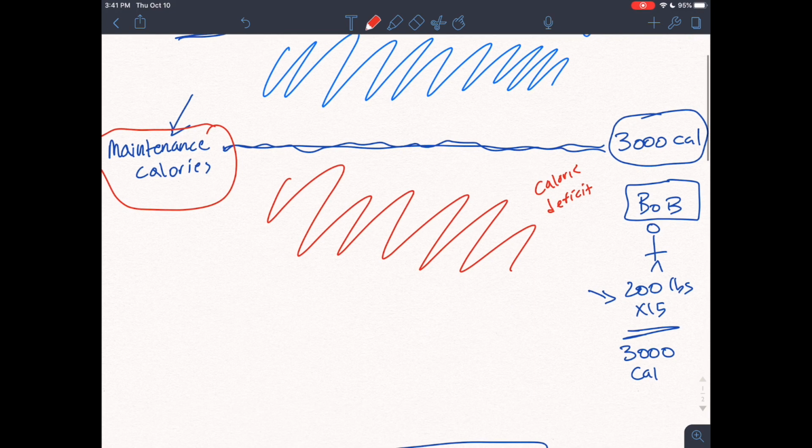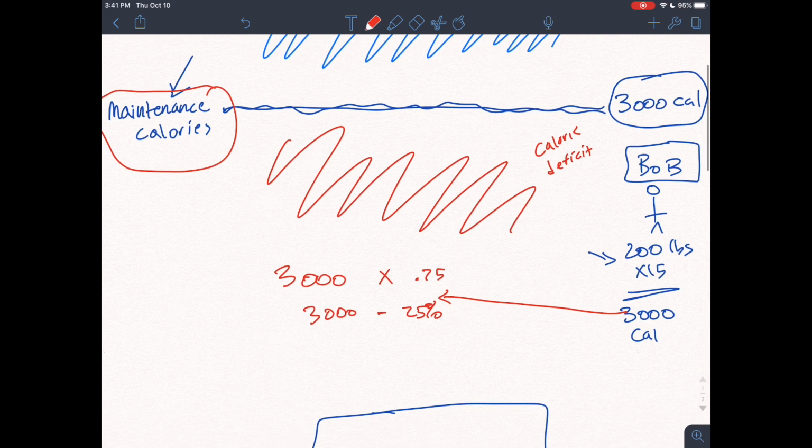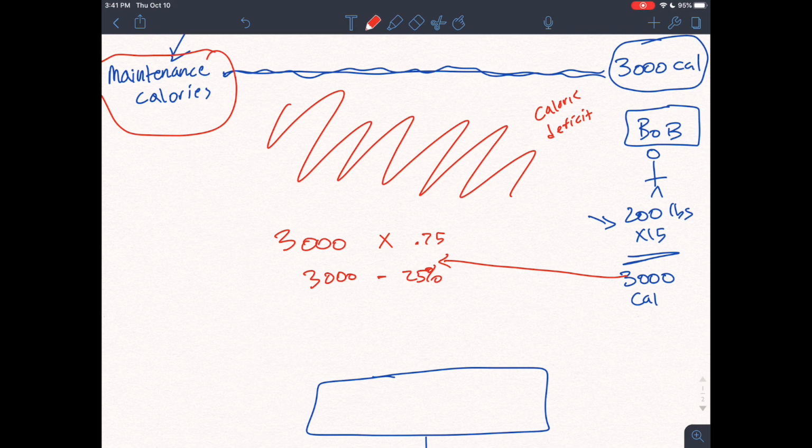So now that we have his maintenance calories, what we're gonna do is multiply the 3,000 by 0.75, or you can do 3,000 minus 25%. We use 25% because it is the fastest way. It's an aggressive but not too reckless caloric deficit. So 25% is where you want to go if you want to lose like 1 to 2 pounds per week. 3,000 minus 25% is 2,250 calories to lose weight.